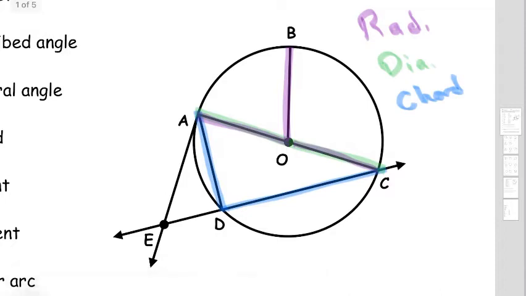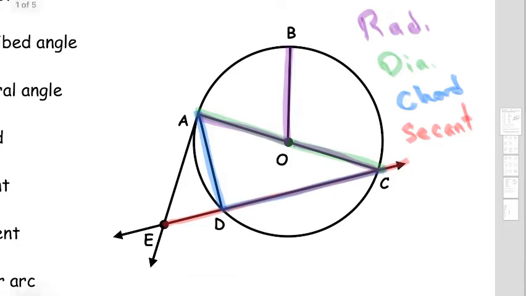Now, here DC can also represent two things. Again, one, it represents a chord, but at the same time, it can also represent your secant line. Secant line, remember, goes through the circle, whereas a chord's endpoints are on the circle. So you can think of a chord kind of like stopping at the edges of the circle, whereas a secant goes straight through the circle.